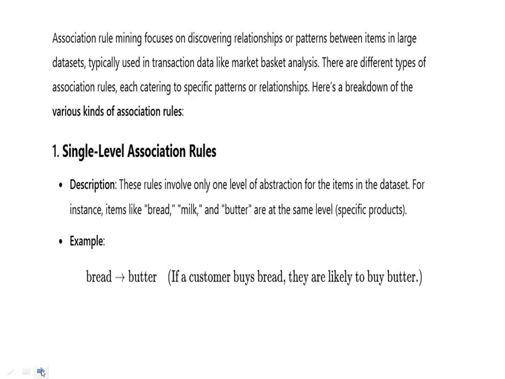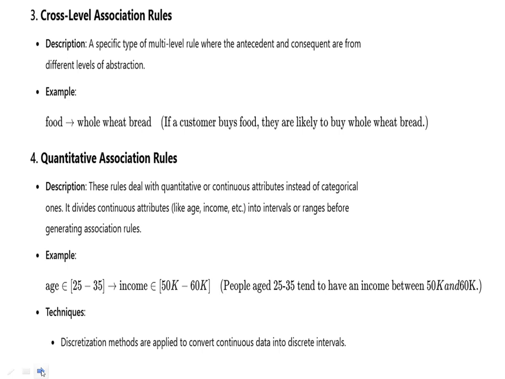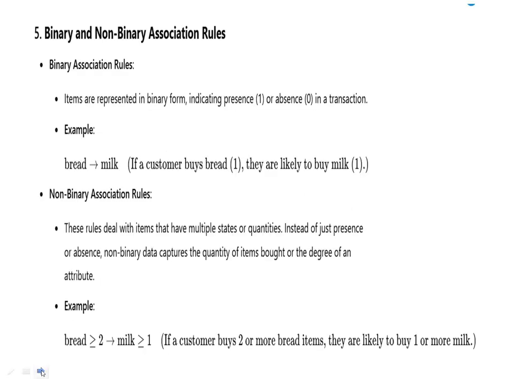And the association rule mining, you have the single-level association. You have the example of bread and butter for the association. And the multi-level method, you have food and bread: customers who buy food are likely to also buy bread. And you have the uniform support and reduced support. The cross-level association rules you can associate whole wheat bread, and the quantitative association rule, for example, age exceeds income on the page.